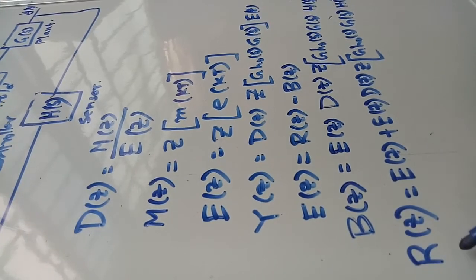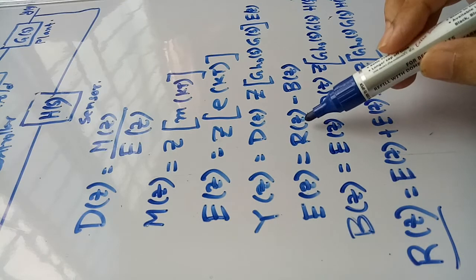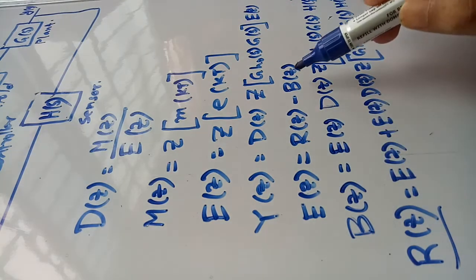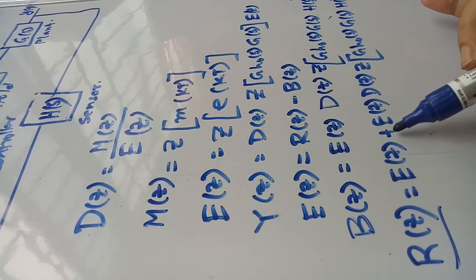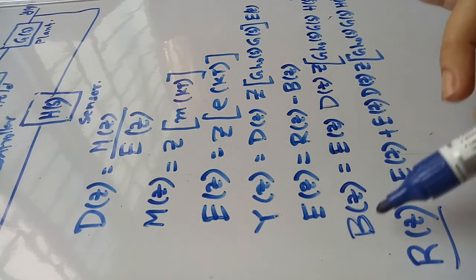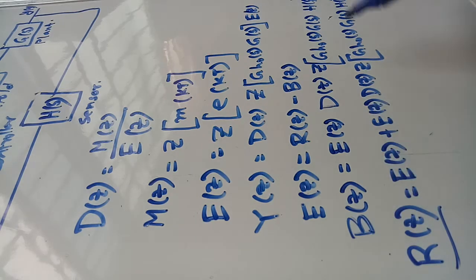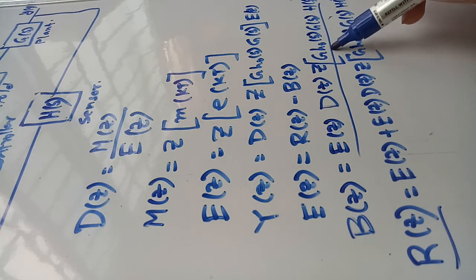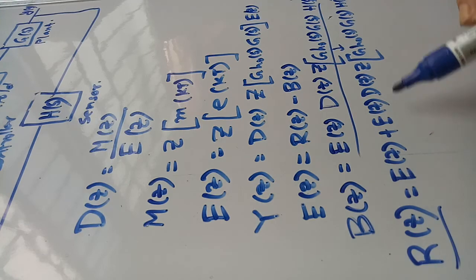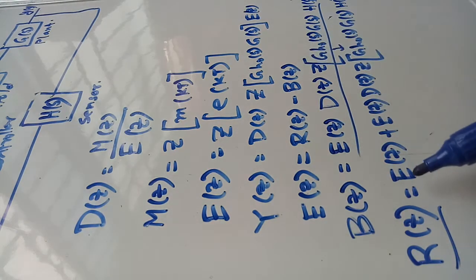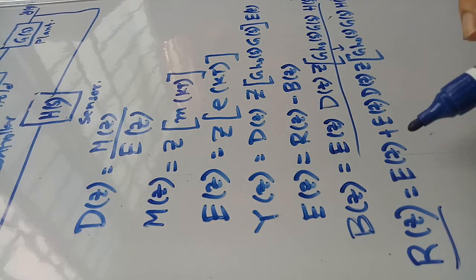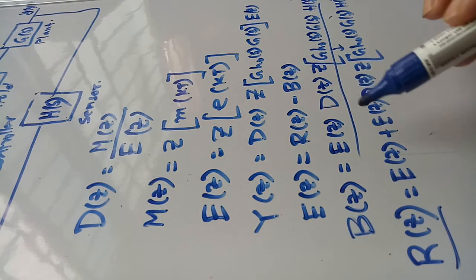Next we are writing what is R of Z. From this equation, R of Z equal to E of Z plus B of Z. So B of Z we have already defined here, so this whole term will come here, E of Z plus this. You see, R of Z equal to E of Z plus B of Z, so we have written R of Z equal to E of Z plus this.